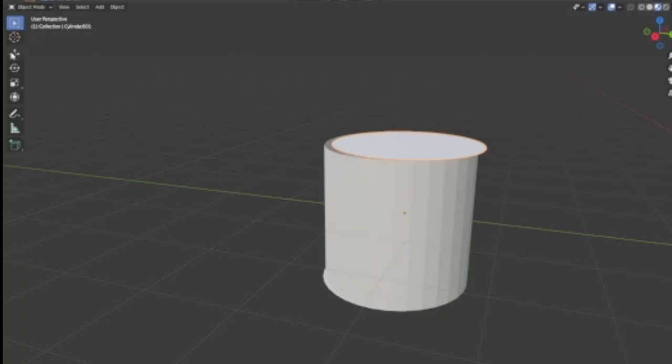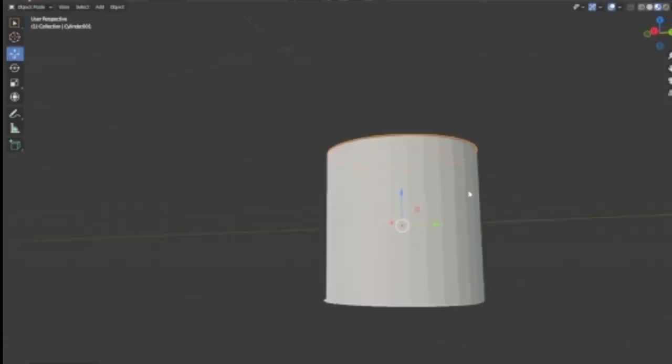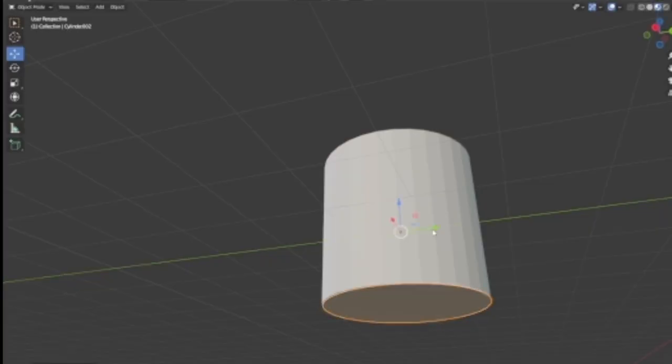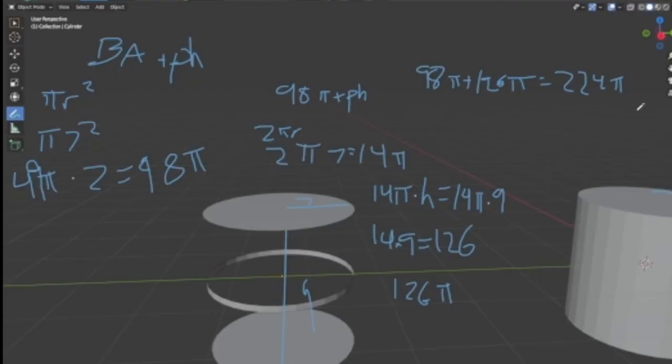Okay, first question. Find the surface area of a cylinder where its height is 9 and its radius is 5. The answer was 224 pi.